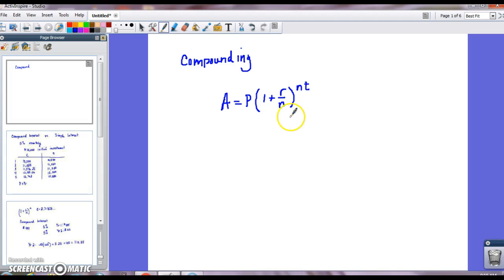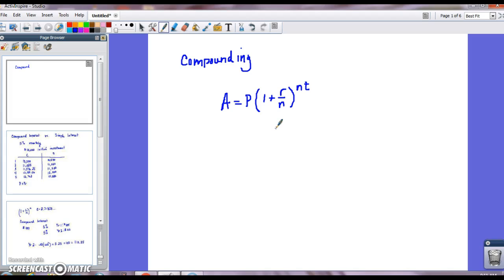P is your initial investment or initial balance, initial amount, principal amount. You'll also hear that term. That just is your starting amount. Okay, that's your P. R is your interest rate. N is the number of times that you compound it, and T is your time. So those are the different variables that are in that formula. Okay, so R is your interest rate, N is your number of times that you compound, P is your principal amount, and T is your amount of time that you're using.